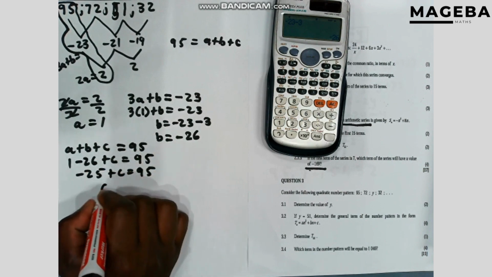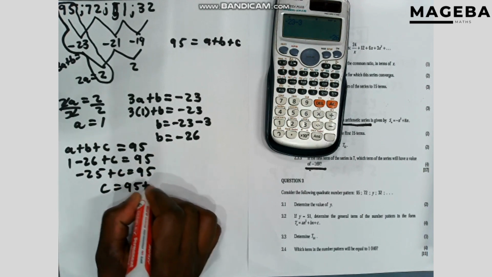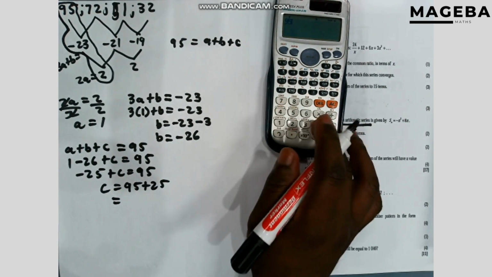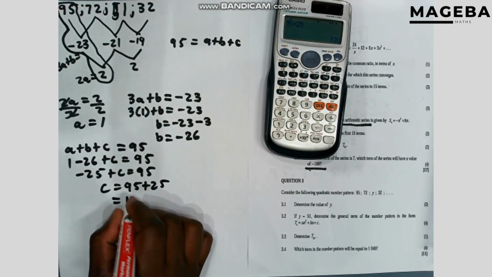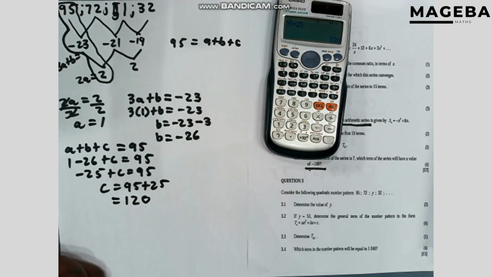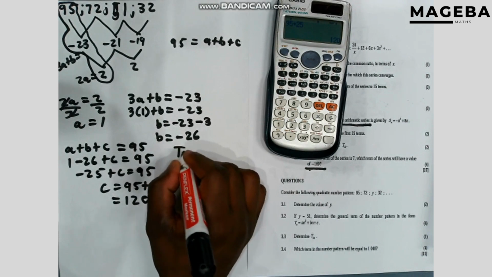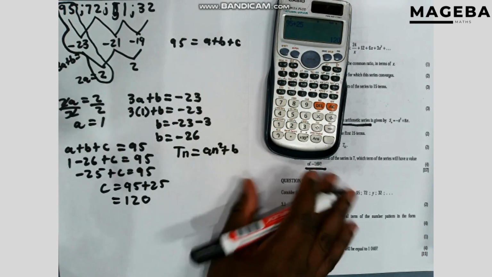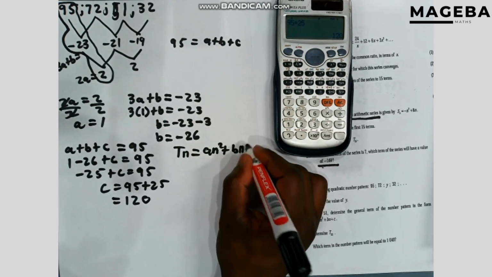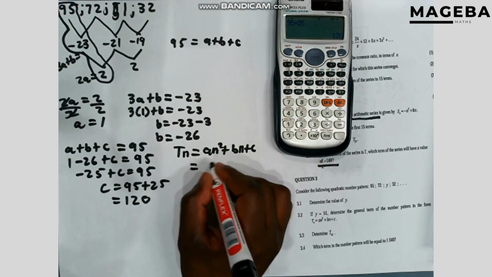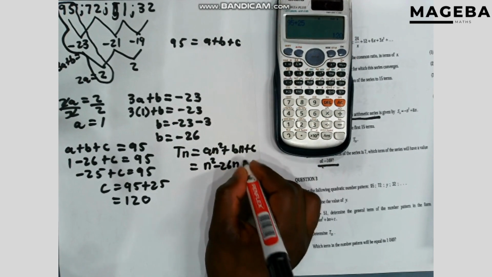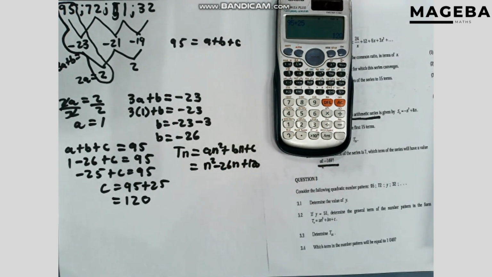Take 25 to the other side, it's just 95 plus 25, which is just 120. Find our Tn, our a, Tn equals an squared plus bn plus c. Our a is 1, so it's n squared. Our b is negative 26, and our c is 120. Then you are done for your formula.